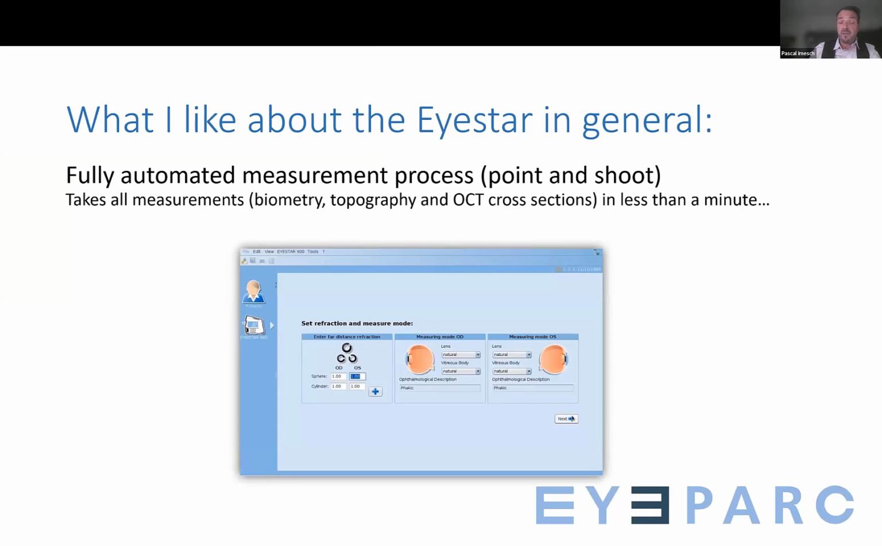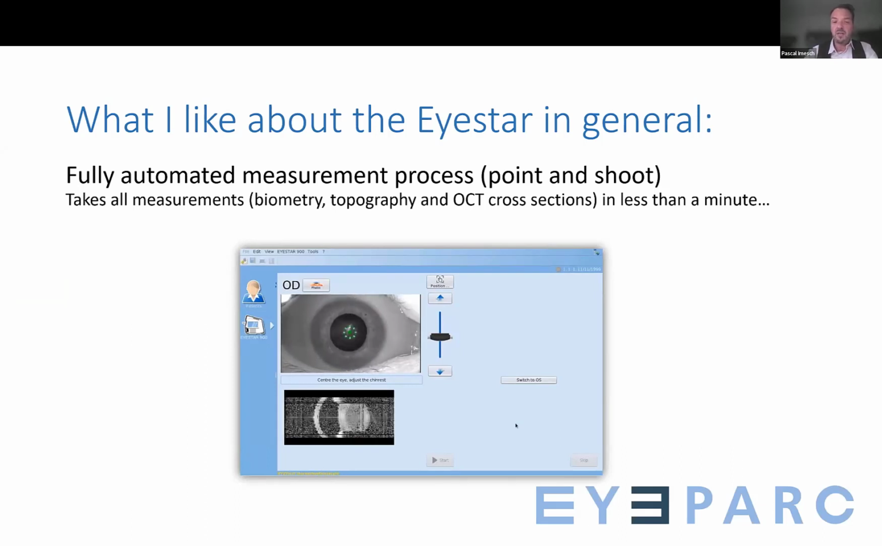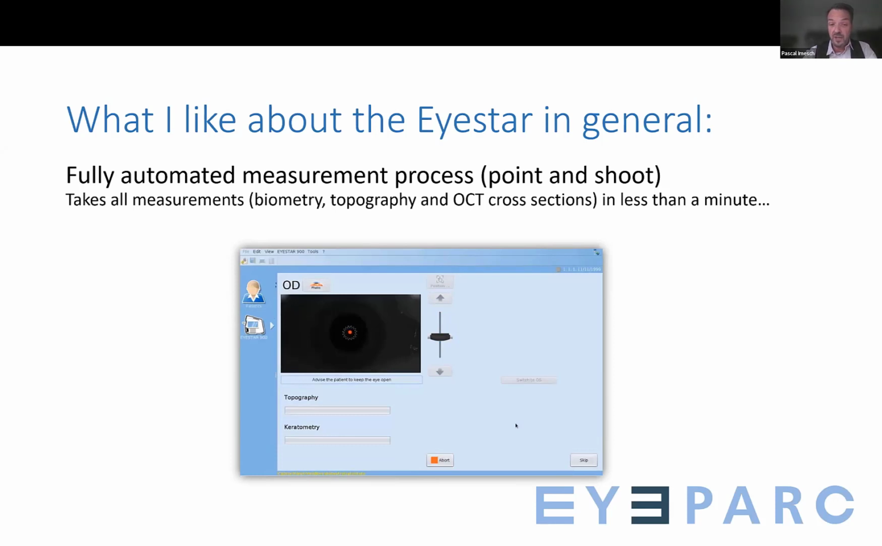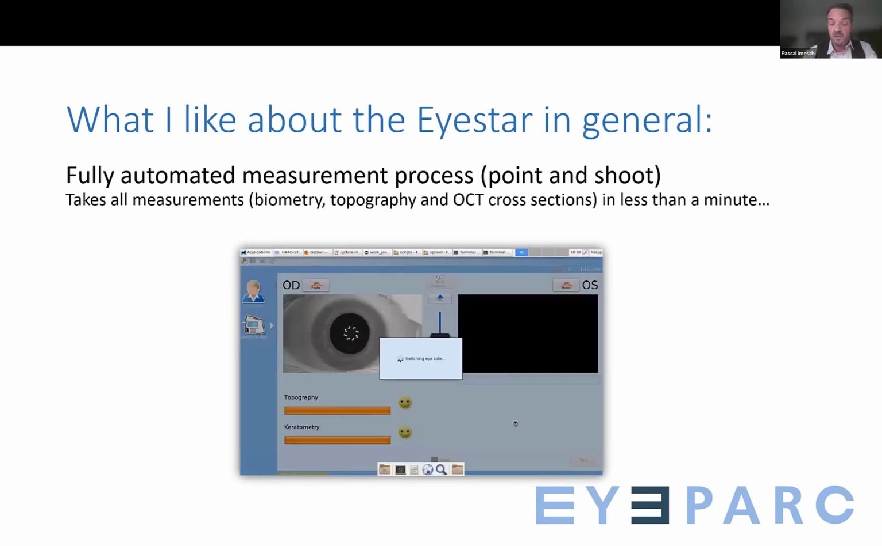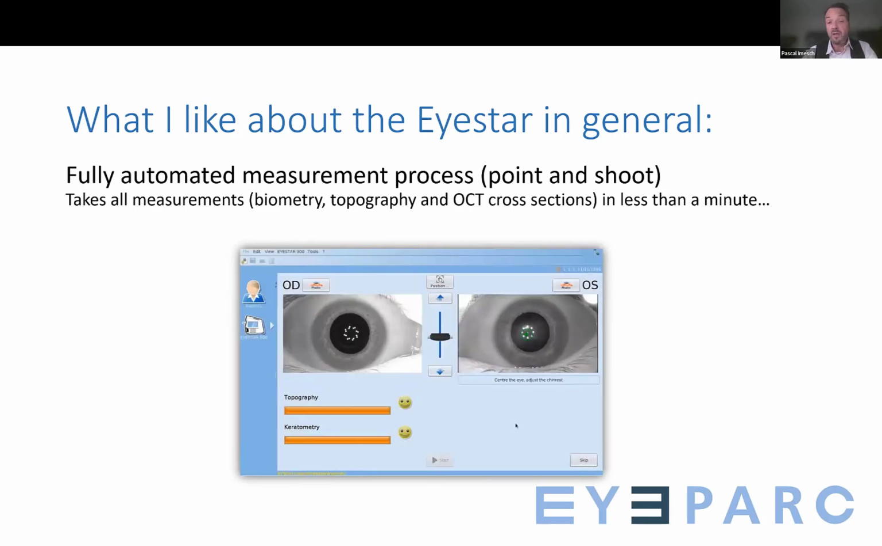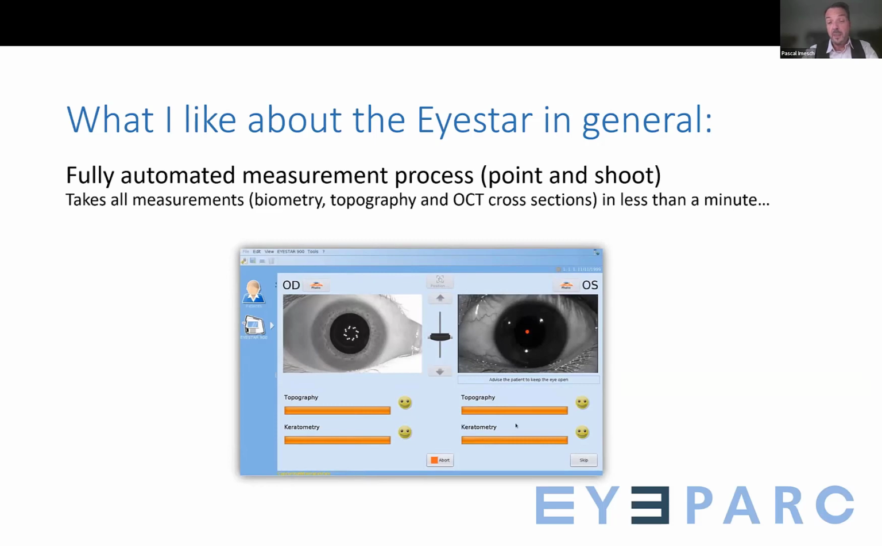So what I really like about the Eyestar in general is that it's point and shoot. This button that you see on the lower part where it's written start, that's the only thing the technician has to press. Everything then goes automated. If everything is fine, you have a smiley, and then it changes to the other side. Internally, you don't have any moving part outside. It measures the other eye. It goes very smoothly, very quickly, and you have a full biometry, topography, keratometry done in less than a minute.